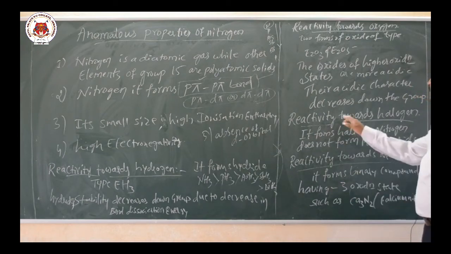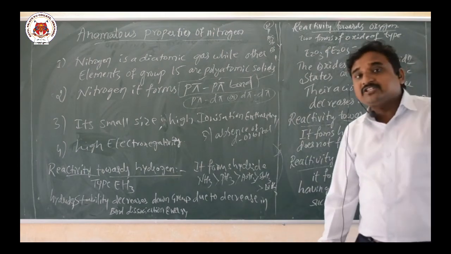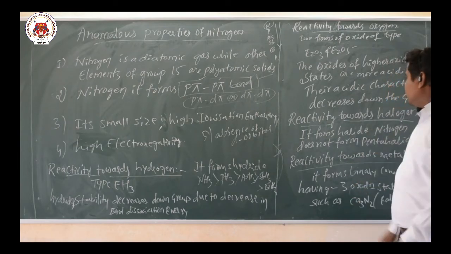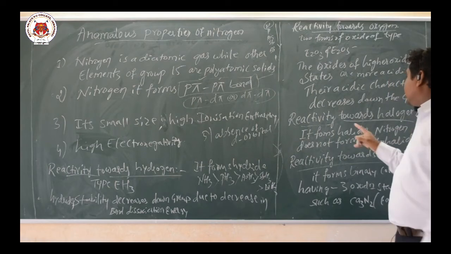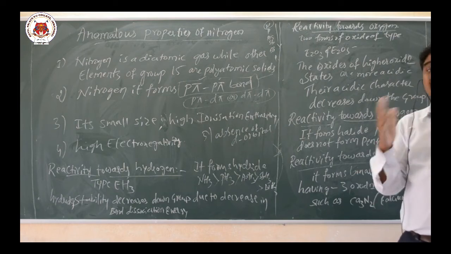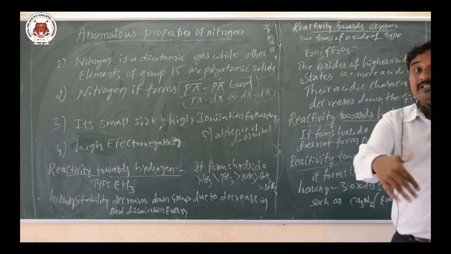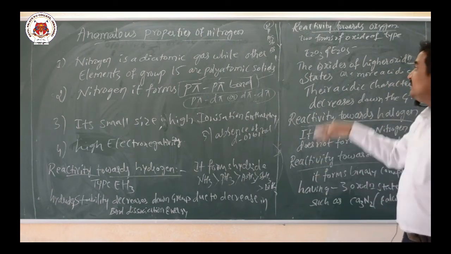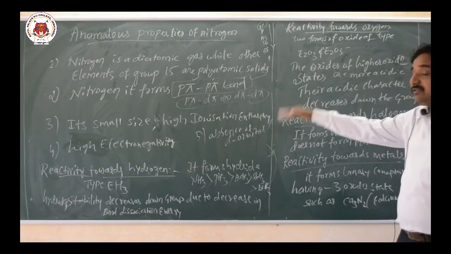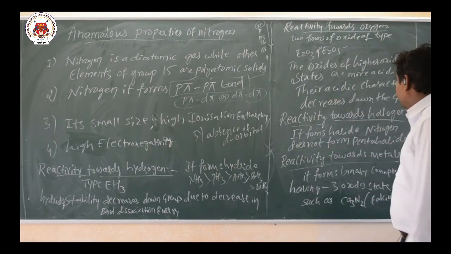The next one is reactivity towards halogens. When group 15 elements react with halogens, they form halides of the type EX3 and EX5. Nitrogen does not form pentahalides because of the absence of d orbitals. When they react with oxygen, they form oxides of the type E2O3 and E2O5. When they react with hydrogen, they form hydrides of the type EH3. The next one is reactivity towards metals.